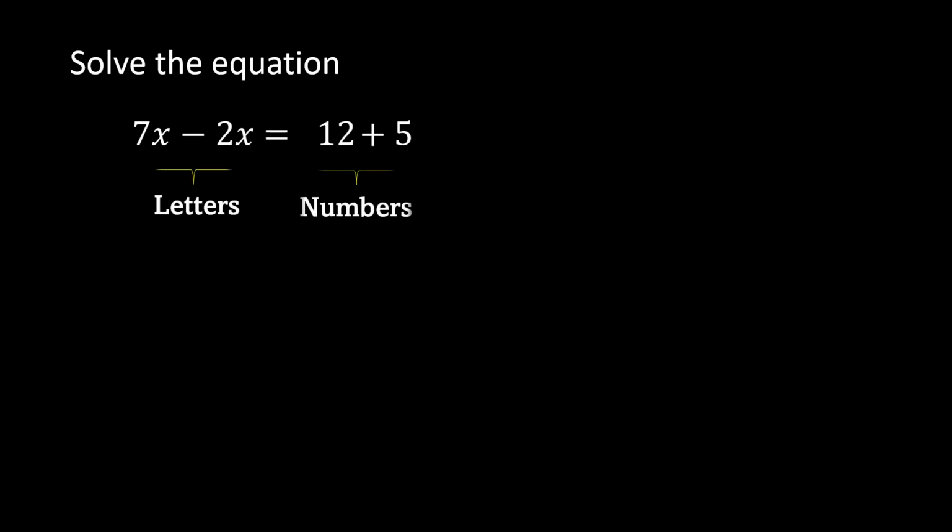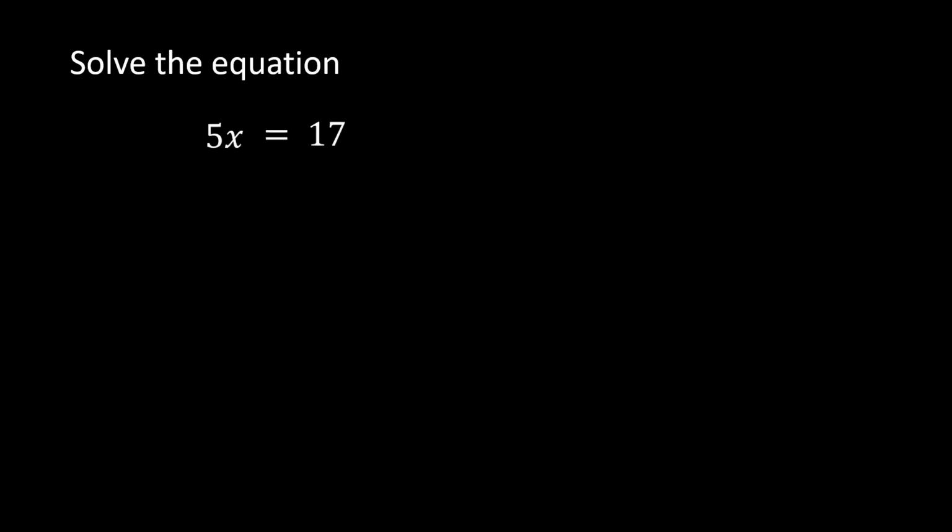Now simplify the left side and the right side. As you see here, on the left side we have letters, on the right side we have the numbers, so we will add them together. Now on the left side we will have 5x and on the right side we will have 17. Now after moving we have to do dividing. The coefficient of x here is 5. So we divide both sides by 5 and then cancel 5 from here. So you will have x equals 17 divided by 5, which is 3.4.